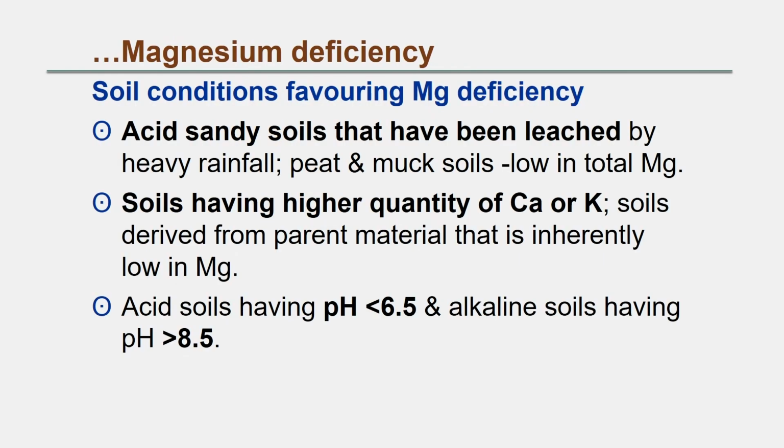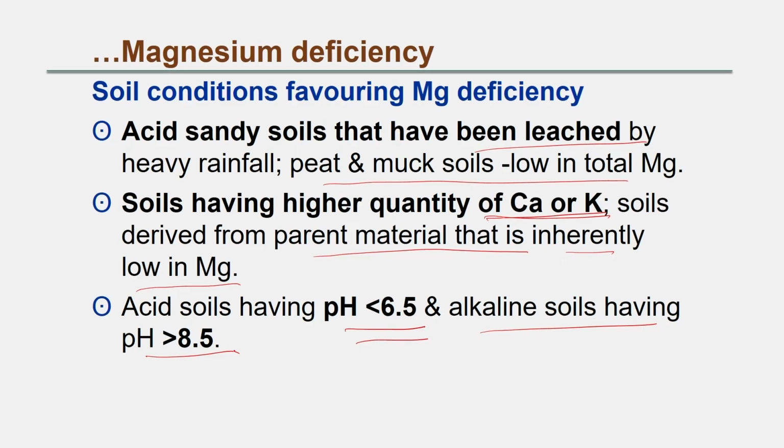What are the soil conditions that favor magnesium deficiency? Acid soils that have been leached by heavy rainfall, and peat and muck soils low in total magnesium. So just as calcium is deficient, so is magnesium deficient in acid soils. Also soils having a higher quantity of calcium or potassium, and soils derived from parent material that is inherently low in magnesium. Under those conditions also one can experience magnesium deficiency. Acid soils having pH less than 6.5 and alkaline soils having pH more than 8.5 may also have low availability of magnesium.